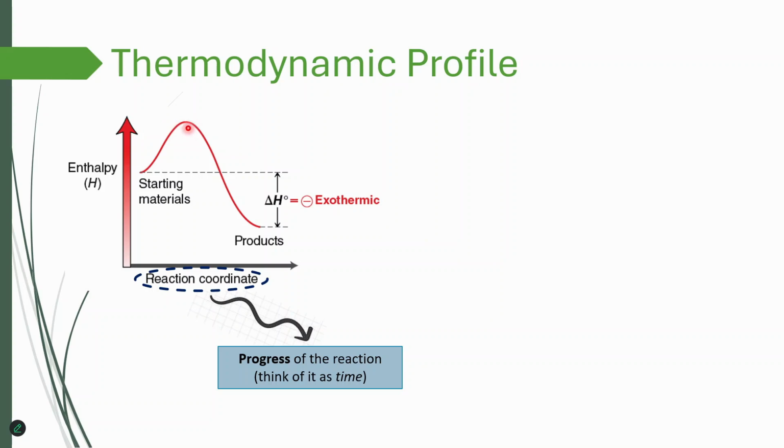So this highest point, which corresponds to the transition state, is the energy maximum. This is a local maximum here. And we need some kind of activation energy in order to reach the transition state. And then we are going to products. And in this specific graph, the energy of the products is lower than the energy of the starting materials. So the net result here is that we are giving energy to the surroundings. So this reaction is labeled as an exothermic reaction.